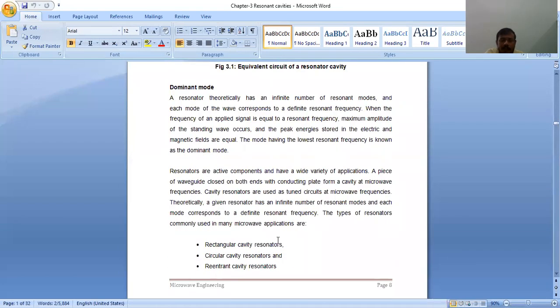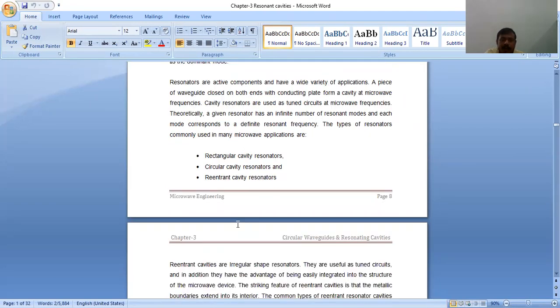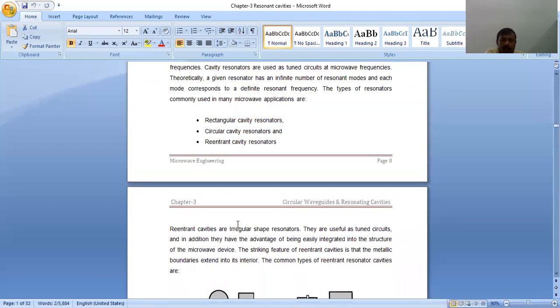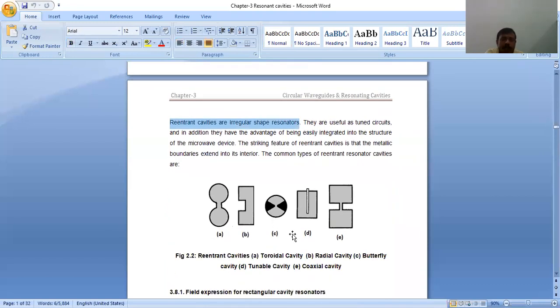The types of resonators are the rectangular cavity resonator, circular cavity resonator, and reentrant cavity resonator. These are the shapes. The reentrant cavity is an irregular shape of resonator. These are just like two-unit circuits, and we use these in our microwave tubes. The reentrant cavity has different shapes.